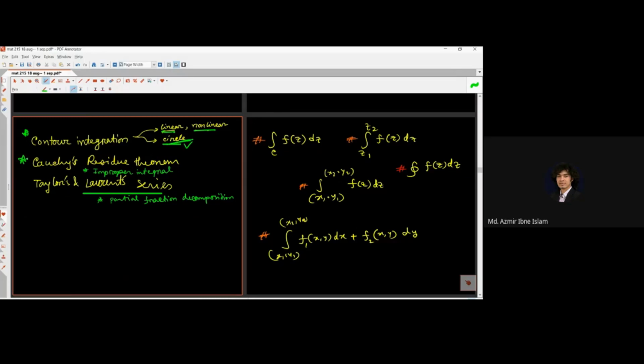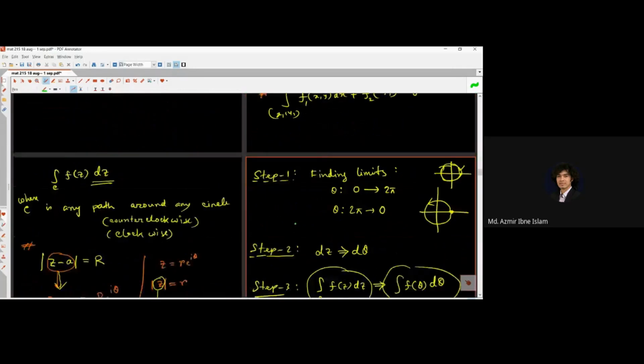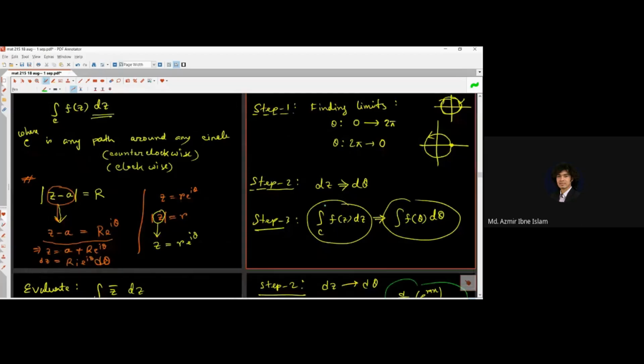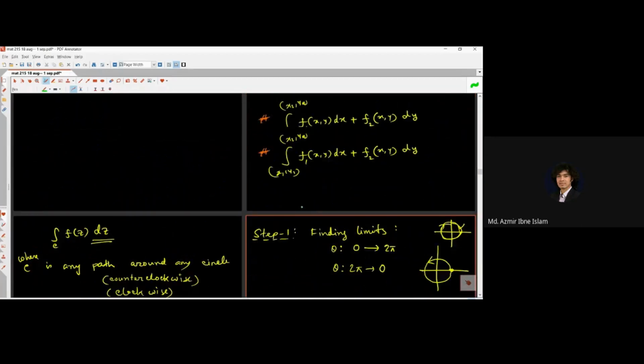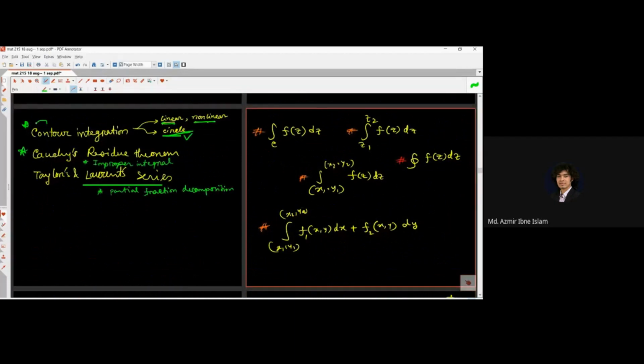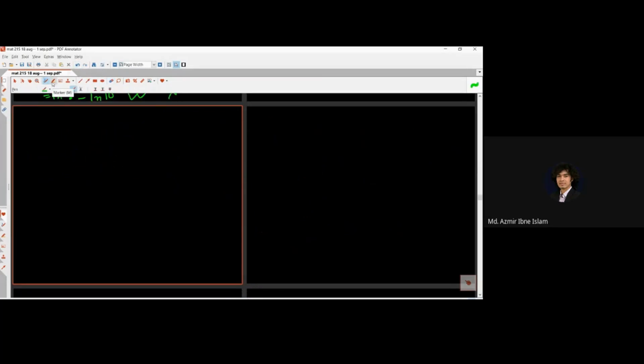If it is mentioned that you should use Cauchy's residue theorem, then you can't apply this process. Step 1, step 2, step 3 is not valid because your method is already mentioned. So these are complex integral techniques, but this is another technique. It will depend on the question. Based on the question pattern, you have to answer in that way. So let's start Cauchy's residue theorem. It is named after the mathematician Augustin Louis Cauchy.